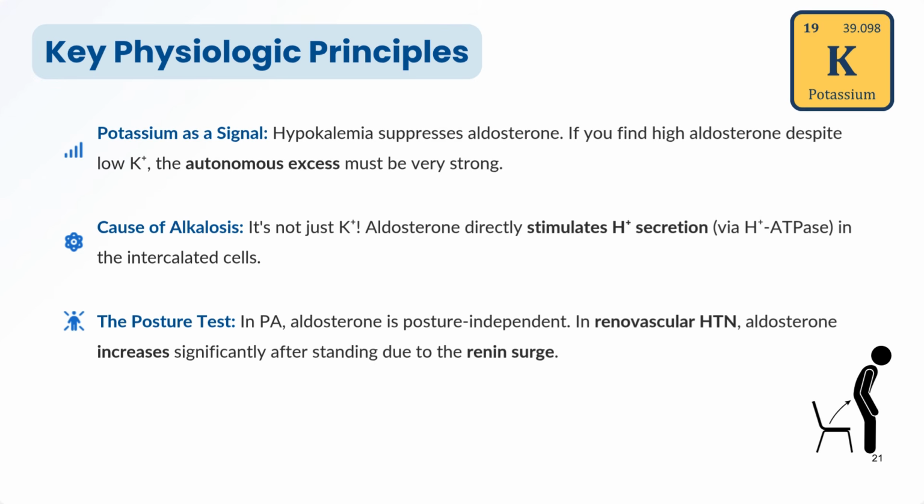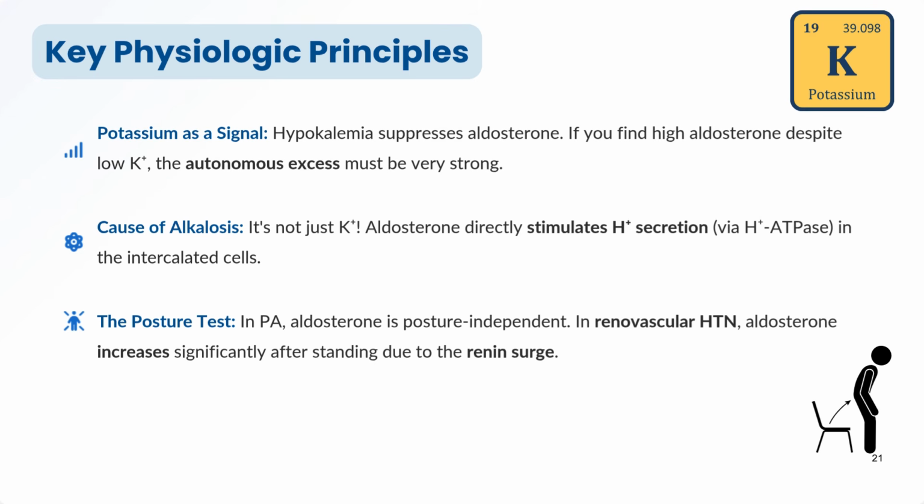First one, potassium is the signal. Hypokalemia normally suppresses aldosterone. So if you see a patient with low potassium but still high aldosterone, that tells you that aldosterone excess is truly autonomous, strong enough to override the body's natural suppression. That's a huge clue pointing toward primary aldosteronism. Second, the real cause of metabolic alkalosis is not just the loss of potassium. Aldosterone directly stimulates hydrogen secretion through the H-ATPases in the intercalated cells, so the alkalosis is actually a direct hormonal effect. This is why alkalosis often improves so quickly when you block the mineralocorticoid receptor.